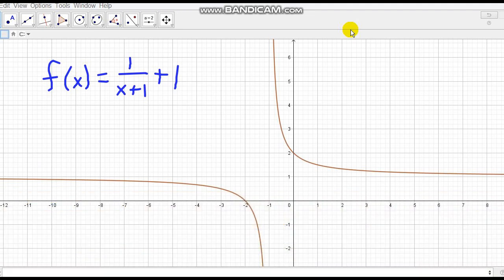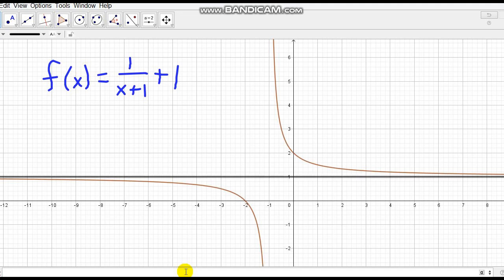For example, in our graph here, this is the function f of x is equal to 1 over x plus 1, plus 1. Now, observe that this graph progresses towards the right on this side and also goes to the left on this side. Take note that it gets closer and closer to this particular line here, but it doesn't touch. This line is y equals 1.